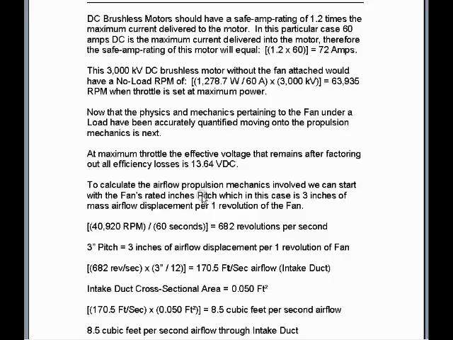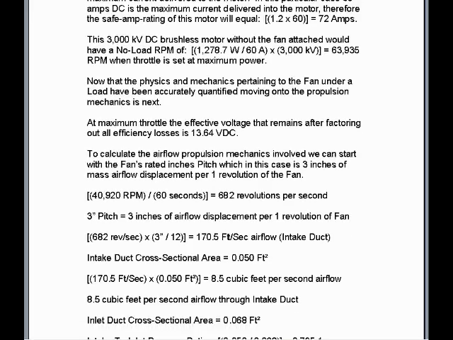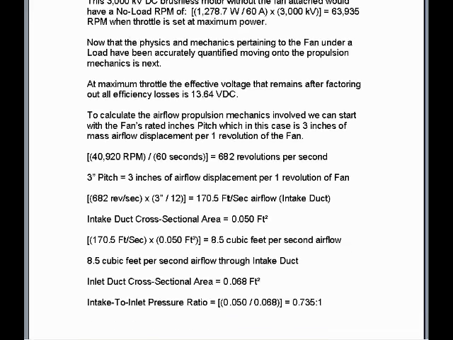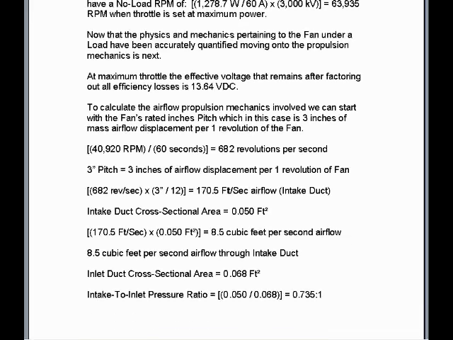Now that the physics and mechanics pertaining to the fan under a load have been accurately quantified, moving on to the propulsion mechanics is next. At maximum throttle, the effective voltage that remains after factoring out all efficiency losses is a load voltage of 13.64 volts DC. To calculate the airflow propulsion mechanics involved, we can start with the fan's rated inches pitch, which in this case is 3 inches of mass airflow displacement per 1 revolution of the fan.